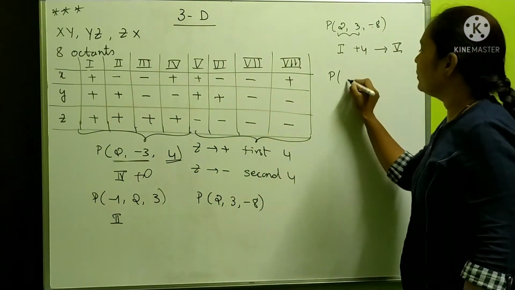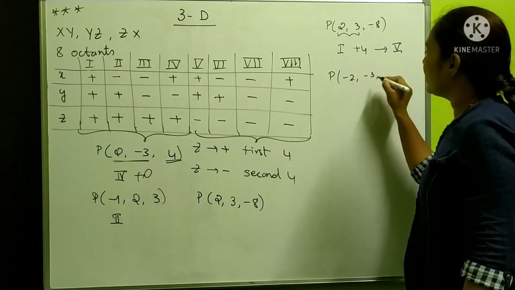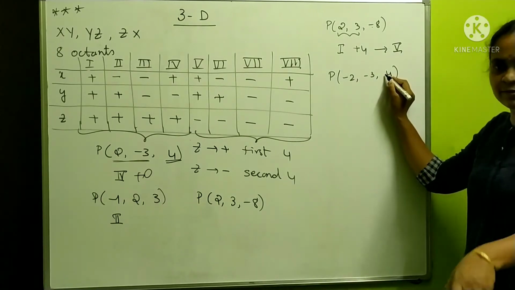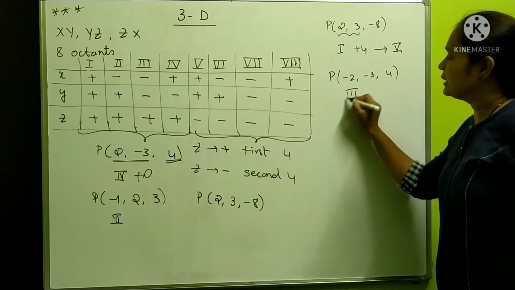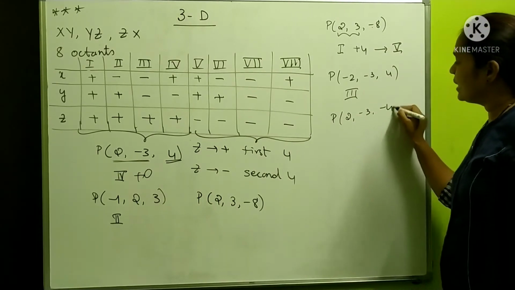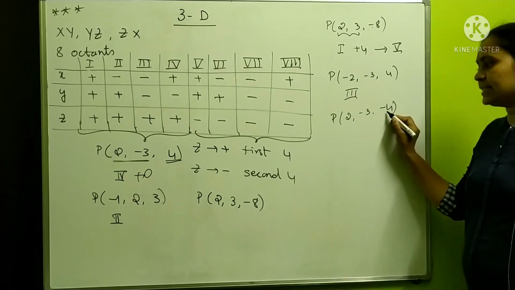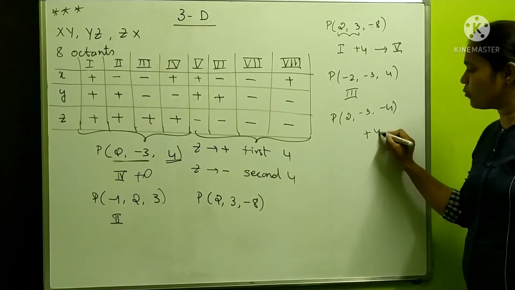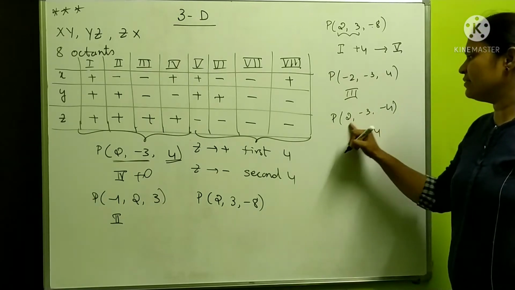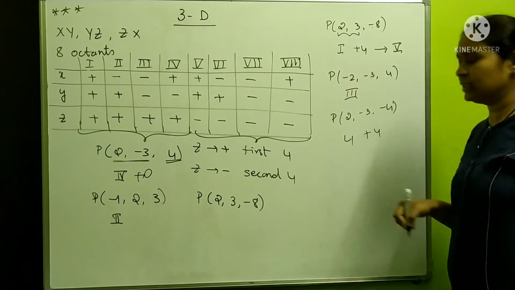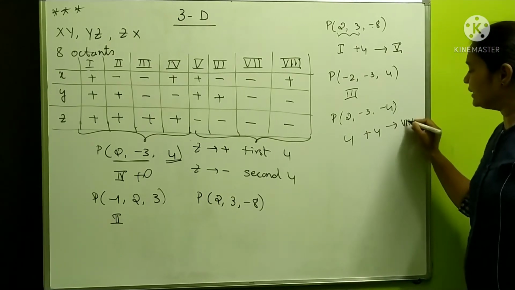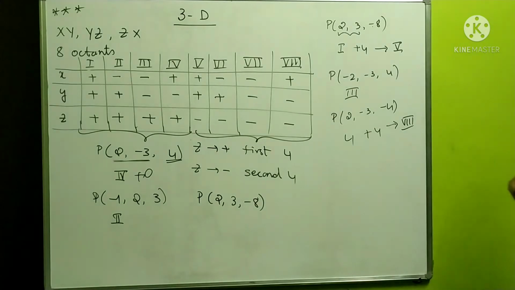Similarly, if they give P of (-2, -3, 4), see, negative, negative means first 4, so this is the third octant. P of (2, -3, -4): see, Z is negative, so you have to add 4. Positive, negative means it is the fourth quadrant. 4 plus 4, you are going to get the 8th octant.